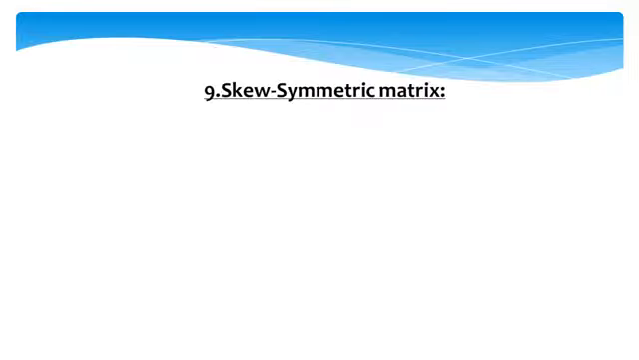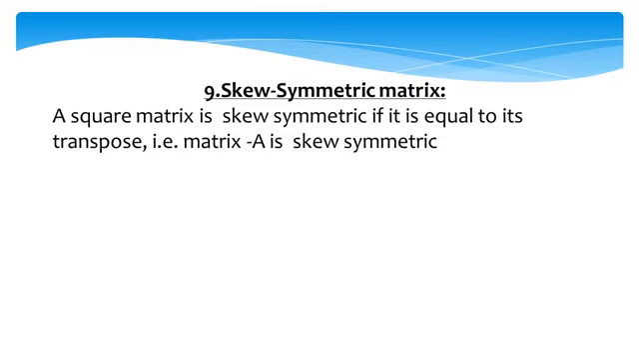Skew symmetric matrix, type 9. A square matrix is skew symmetric if its transpose is equal to its negative, that is, A transpose is equal to negative of A.